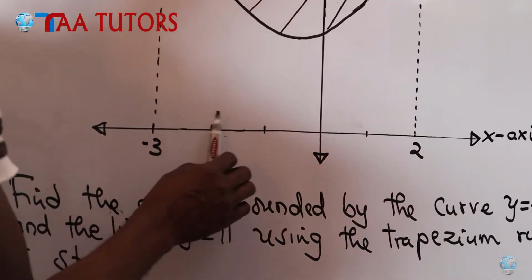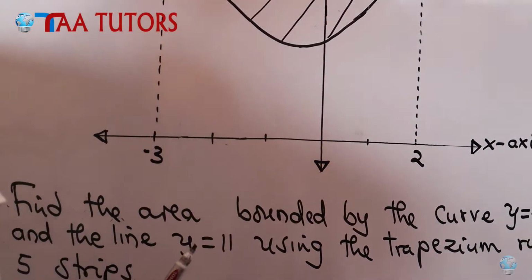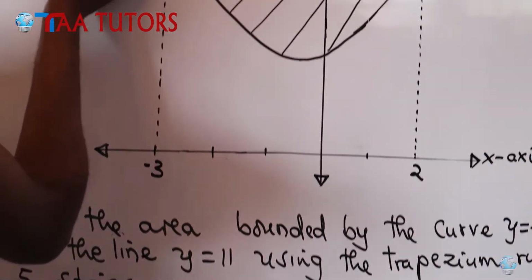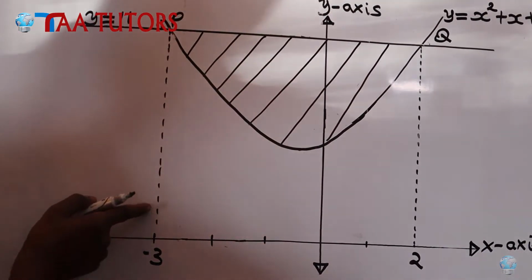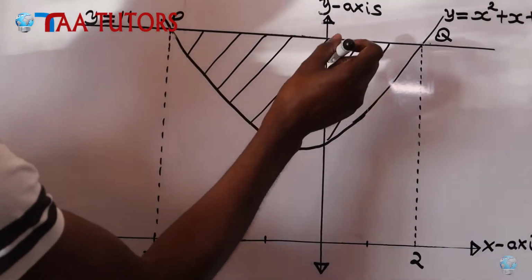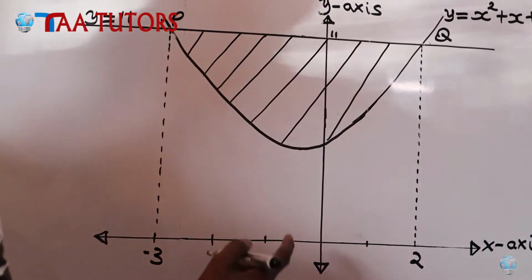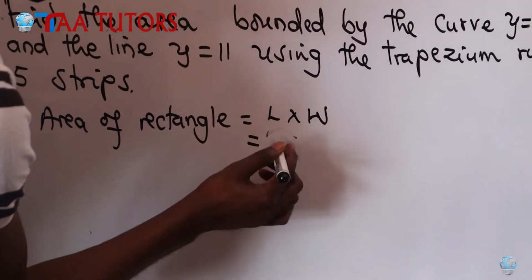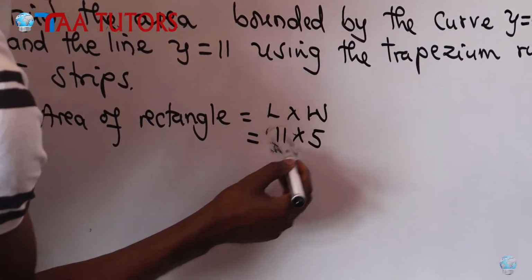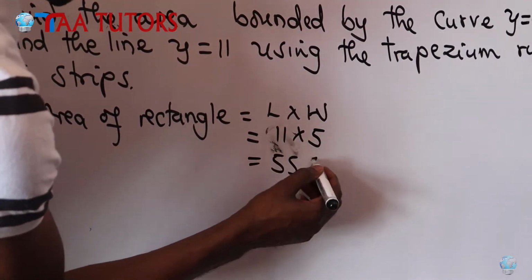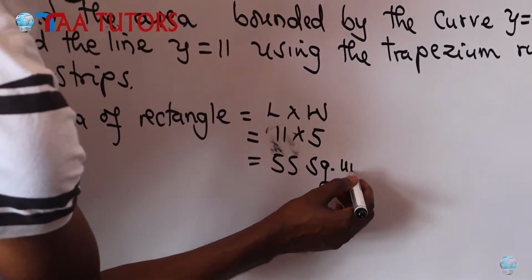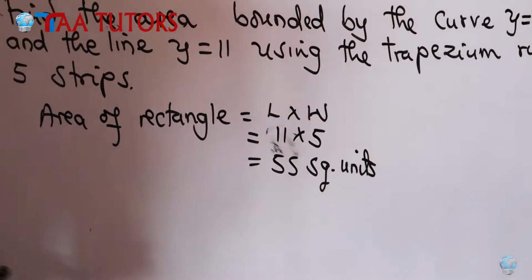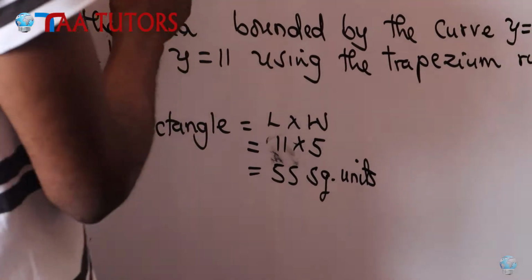This is 1, 2, 3, 4, 5. That is 5, and this one is 11, because the length from here up to here is 11. So we are going to say 11 times 5, which gives us 55 square units. That is the area of the whole region.